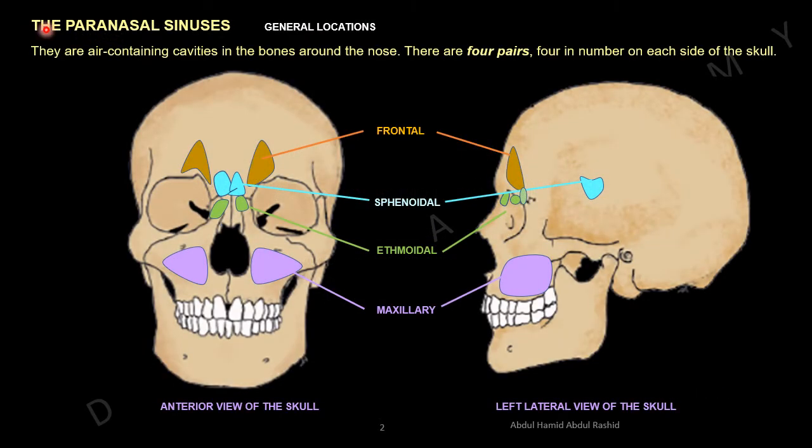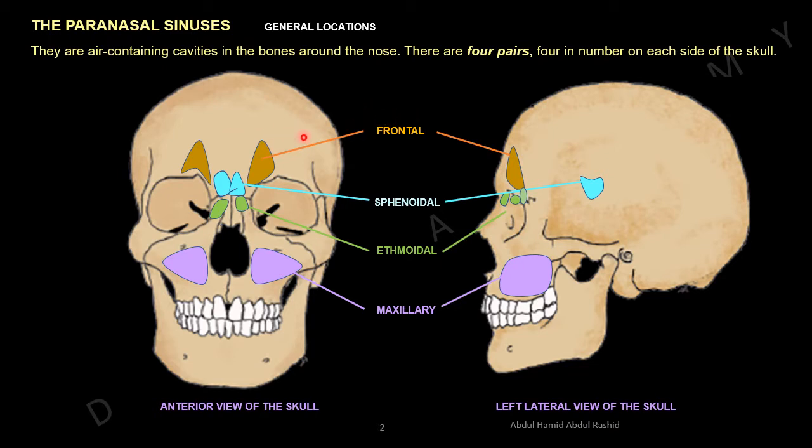The paranasal sinuses are air-containing cavities in the bones around the nose. There are 4 pairs altogether, 4 in number on each side of the skull. This is the anterior view of the skull. This is the left lateral view of the skull. We have 4 pairs of paranasal sinuses.